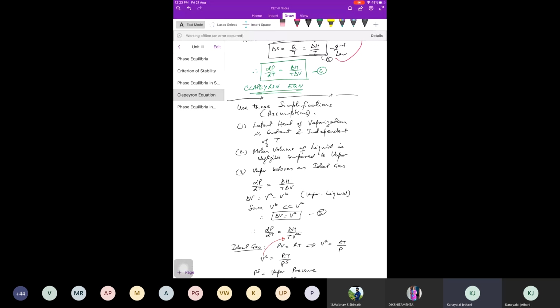Right? So we say that delta V is equal to VA minus VB, that is volume of vapor minus volume of liquid. And since volume of liquid is much less than volume of vapor, we can say delta V is equal to volume of vapor, VA. Equation 5. Okay, so if you substitute it in equation 4, what you'll get is dP by dT is equal to delta H upon T into VA.